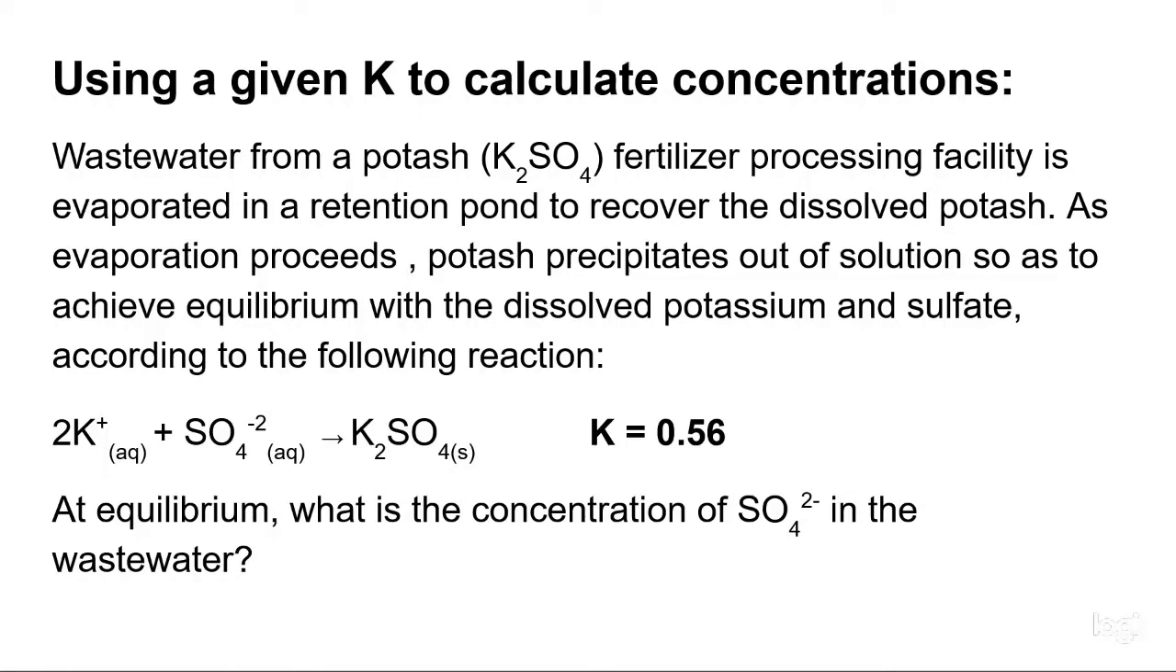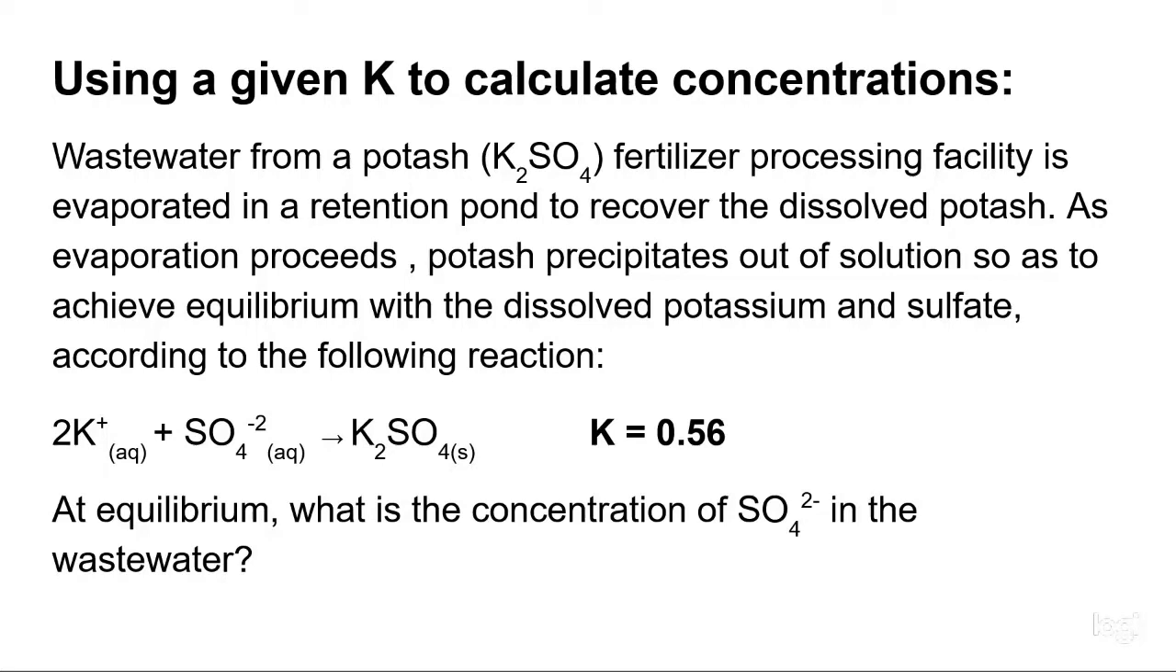Okay, let's solve another problem where we're given a K and we're asked to calculate equilibrium concentrations. So wastewater from a potash plant, which is a K2SO4 fertilizer, potassium sulfate fertilizer, is evaporated in a retention pond outside the facility to recover the dissolved potash that's contained in the wastewater. So you have potash that's going into this water, it's dissolving, and then they evaporate off the water to recover that potash. And as evaporation proceeds, the potash precipitates out of solution so that the water in the retention pond reaches equilibrium with respect to the concentrations of potassium and sulfate, according to the following reaction.